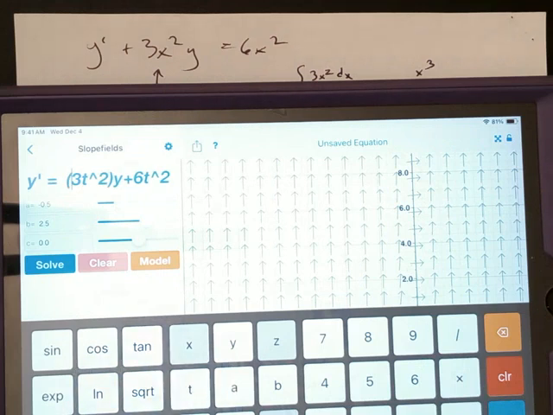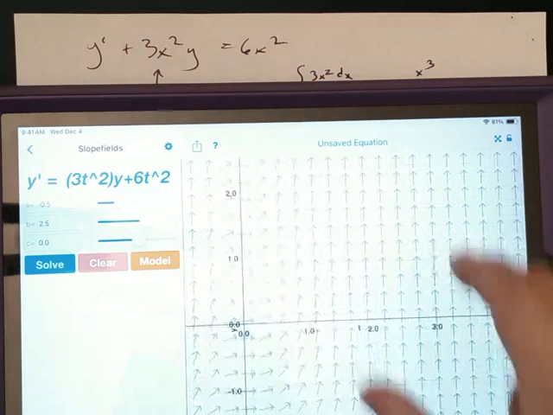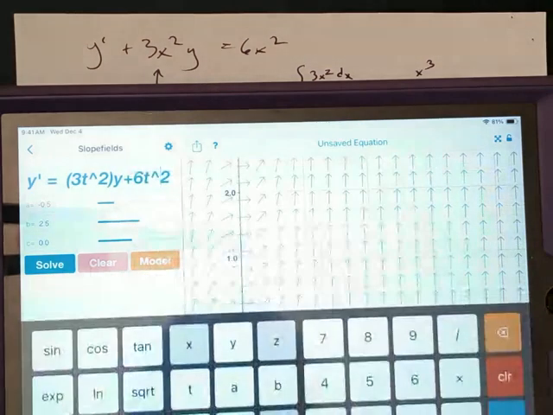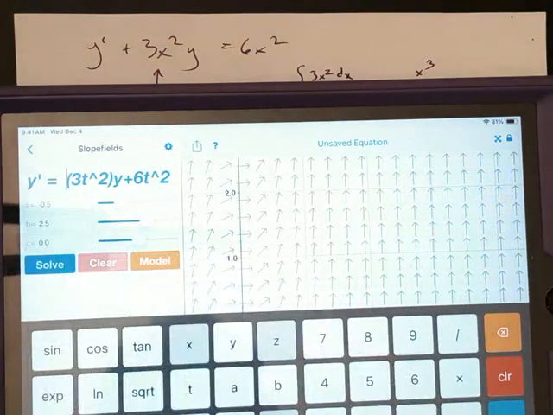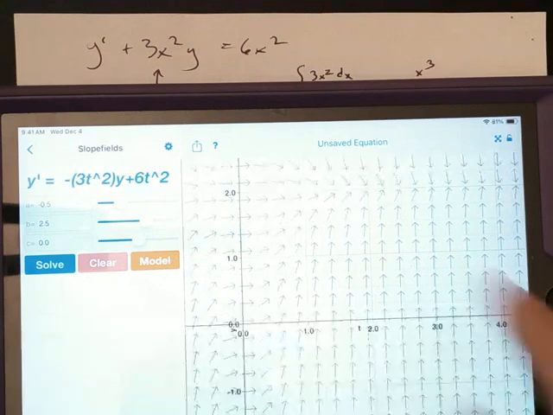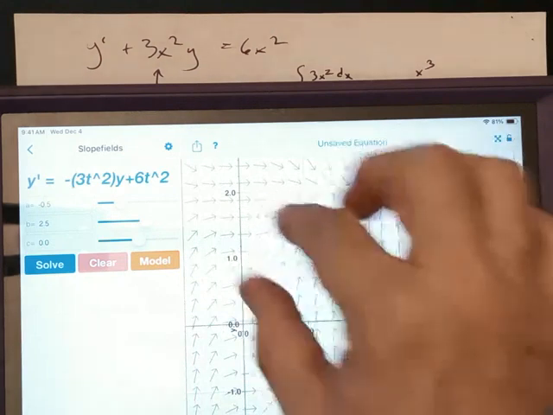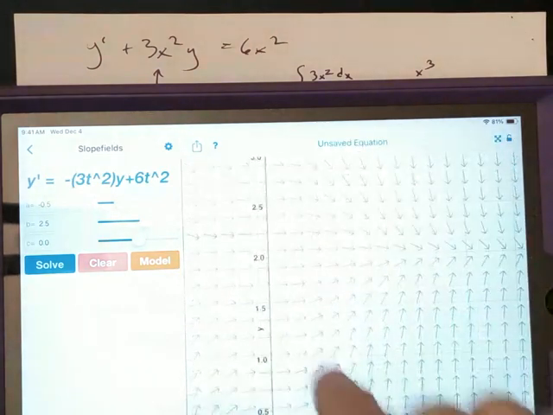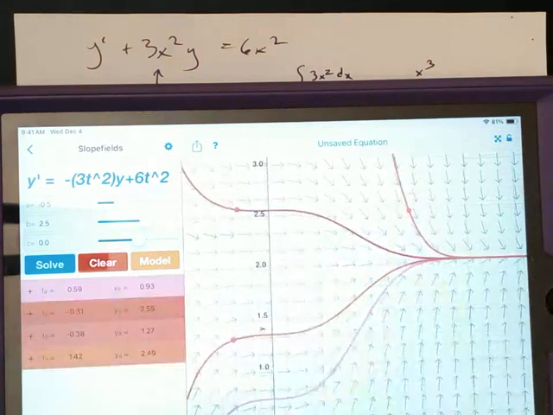I thought I was multiplying in the power. Here's my equilibrium solution. As I go off to this side, things converge to 2.